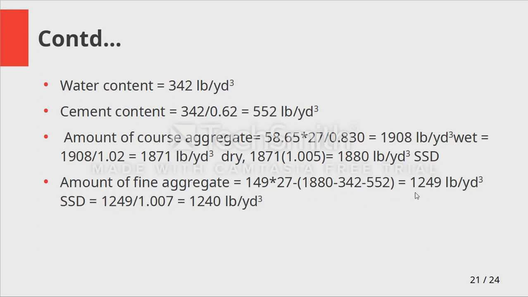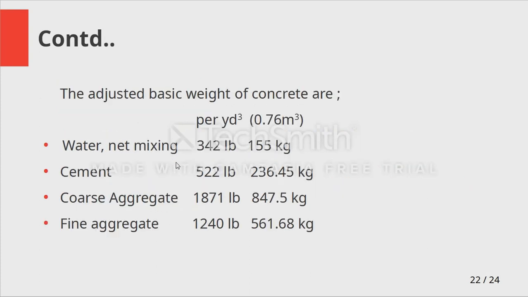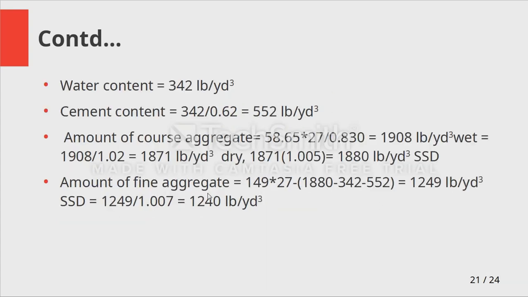So this value is obtained, and this is the saturated surface dry weight of fine aggregate. We need to convert it into dry weight, because this time we will be dealing with the values in dry condition. So just divide it by 1.0075, because 0.75% is the water absorption of fine aggregate. So you will get this value of 1240 pound per cubic yard.